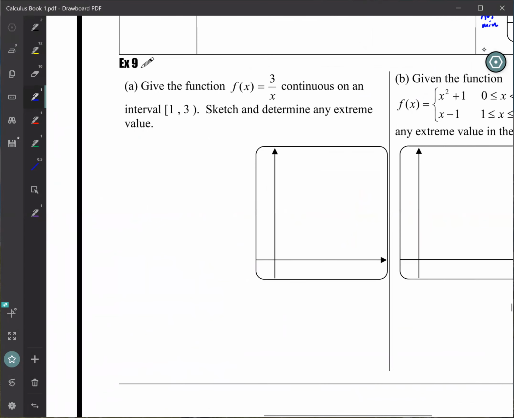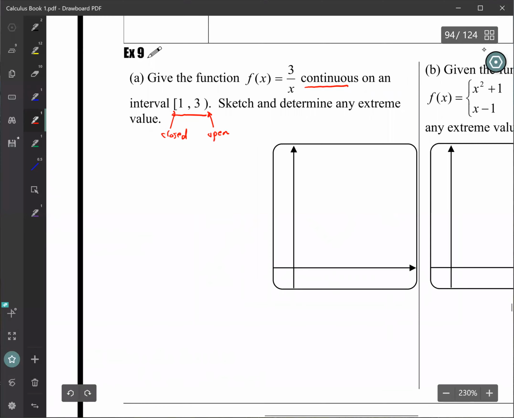So given a function f of x equals 3 over x, continuous, right? So that's a keyword. It has to be continuous on this interval. So you see this bracket is a bit different. We have a closed, right? This is a closed, and then the other side is open. Okay, so please sketch the graph and then determine any extreme value. Extreme value includes max and min.